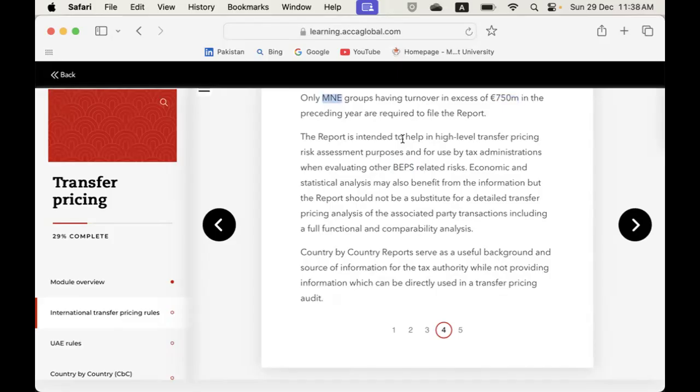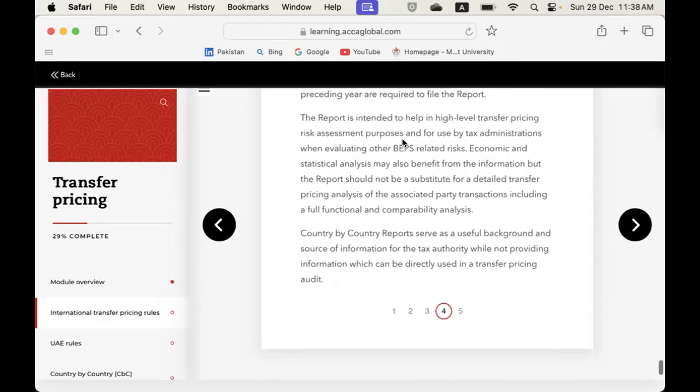Qatar has recently implemented, am I right, Mr. Nozar? You're aware? Yes, yes, Qatar has implemented the BEPS Pillar 2 framework. Yes, the top-up tax regime has come.